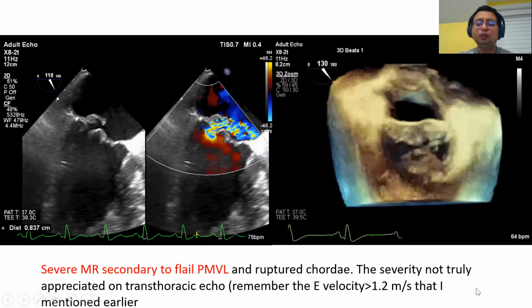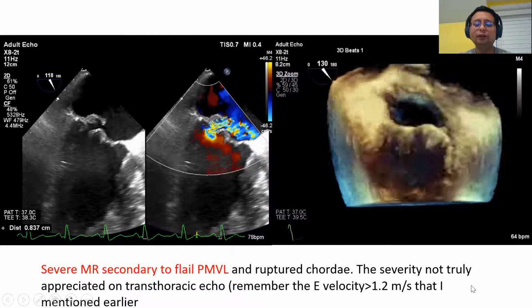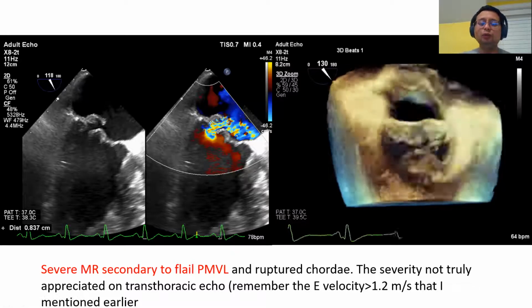The severity is not really appreciated on transthoracic echo. Now remember, an E velocity more than 1.2 meter per second can become a clue for severe primary mitral regurgitation.